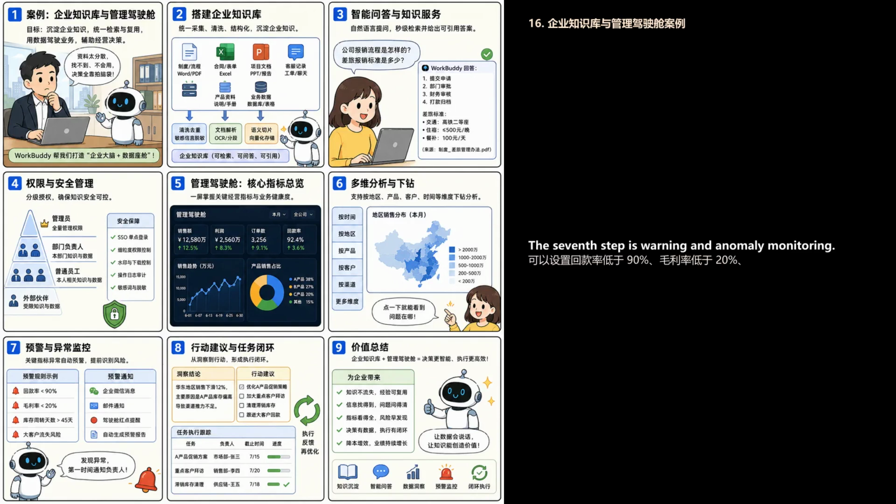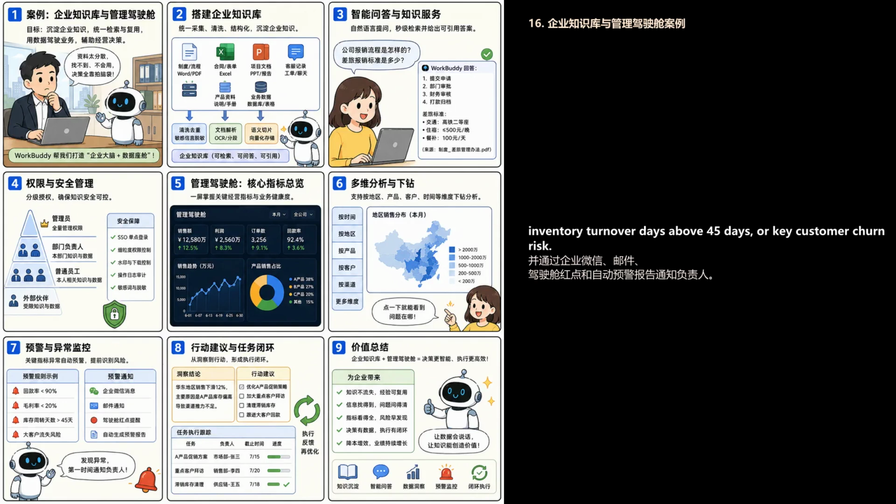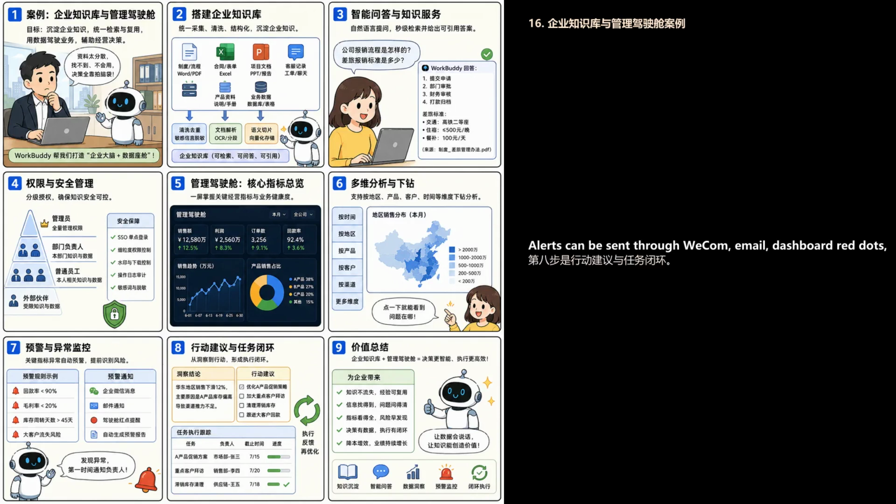The seventh step is warning and anomaly monitoring. Rules may include collection rate below 90%, gross margin below 20%, inventory turnover days above 45 days, or key customer churn risk. Alerts can be sent through WeCom bot, dashboard red dots, or automatic warning reports.